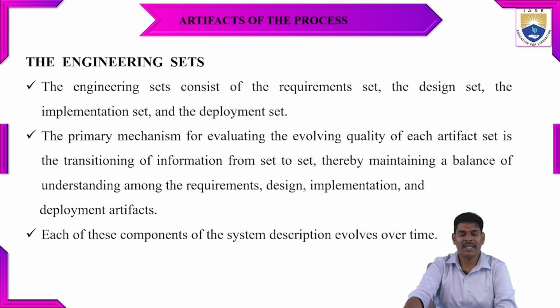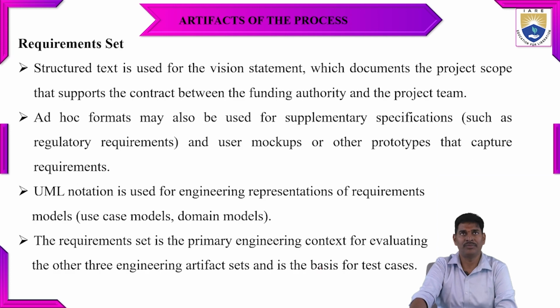Okay, so the primary mechanism means mainly we need to check how we are going to evaluate the quality of each and every artifact, and how the information can transition from one set to another set here. We need to maintain the balance of the understanding about the requirements, design, implementation, and deployment artifacts. And also we need to check the components, which have the system description or the tag here. Okay, so the first one is the requirement set here.